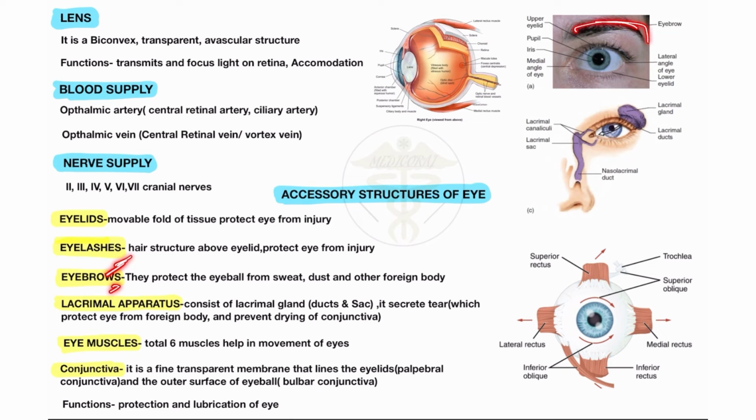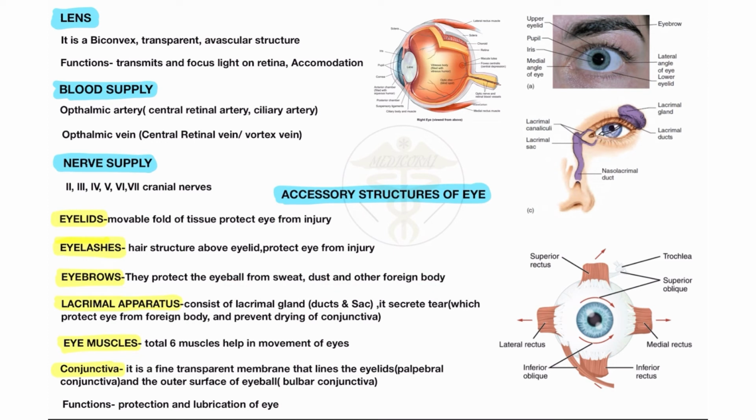Eyebrow, this is the eyebrows. It is a structure present in the frontal region, above the orbital cavity. They protect the eyeball from sweat. When there is much sweating, it absorbs the sweat so it does not enter the eye. So it protects the eye from sweat, dust and foreign bodies. This is the function of the eyebrow.